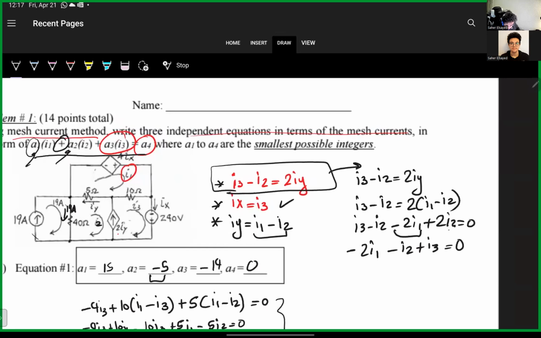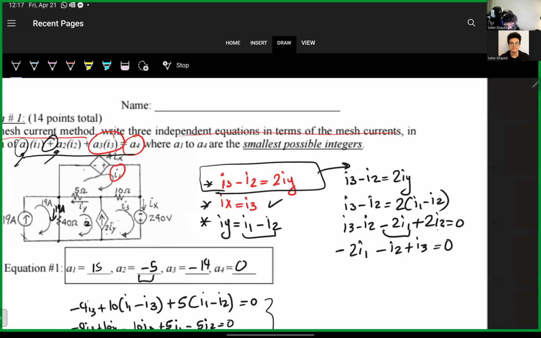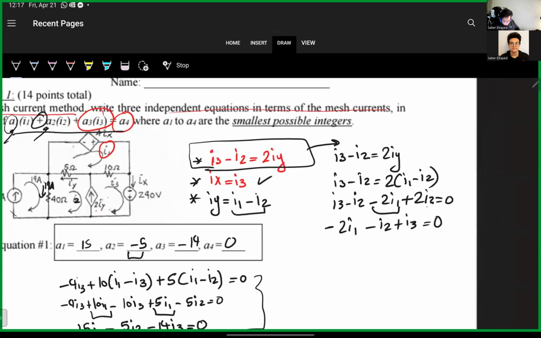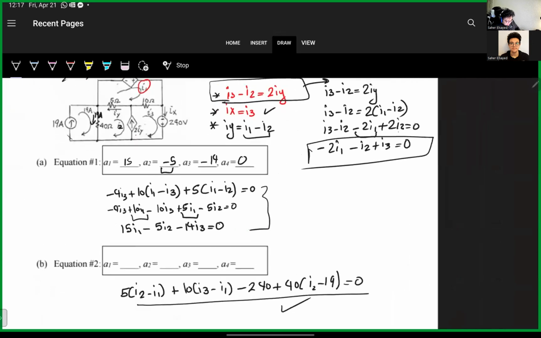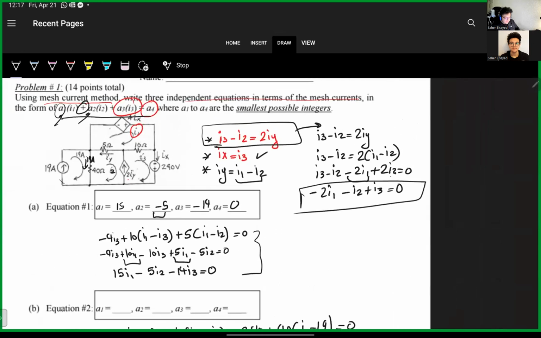Correct? Wait, let me double check this is correct. Yeah, that's it, right? I think that's all you need, right? So this is your answer here. Well, you would say this is different than the answer sheet, because I have the answer sheet in front of me. But if you multiply negative on both sides, you end up with 2I1 plus I2 minus I3.